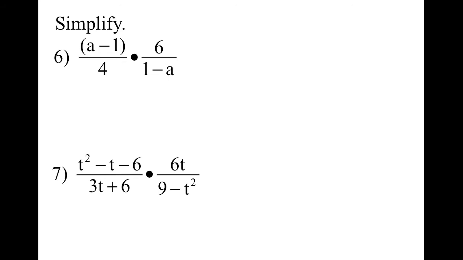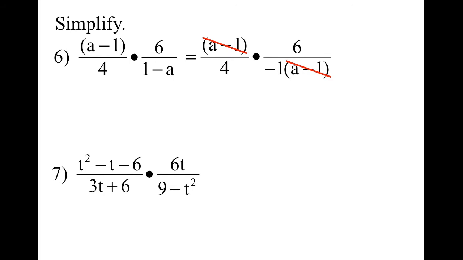And so what I'll do is rewrite my first fraction, and I can rewrite that as negative 1 times the quantity of A minus 1. Now I have something to cross cancel. A minus 1, binomial, and I can factor out a 2. So what we're left with is 3 over negative 2. Now pause the recording and you try the next one.